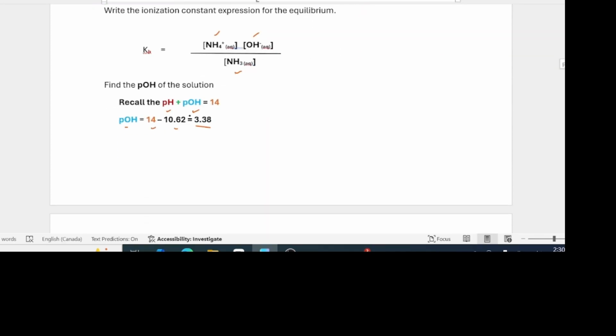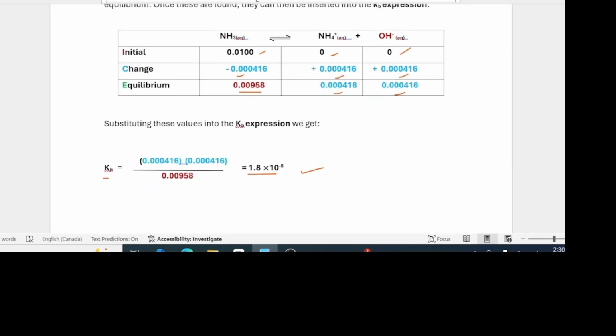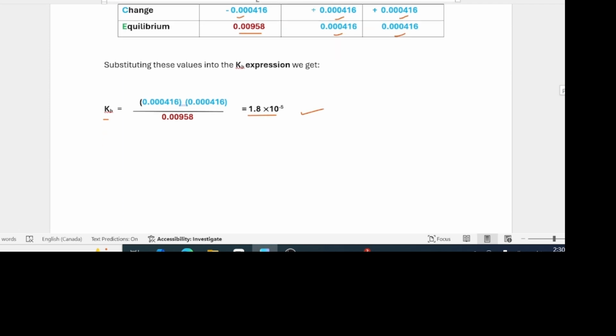pH can give you pOH, as we did here, and pOH will eventually lead you to the OH ions concentration. Knowing OH, you can know what that one is. We know these are produced. You subtract that from the initial concentration here, and you're left with all these concentrations at equilibrium, and you put those into the Kb expression, and that is how you find Kb.